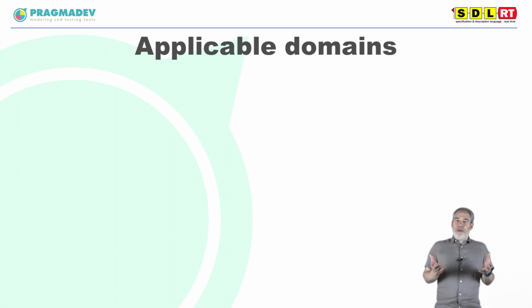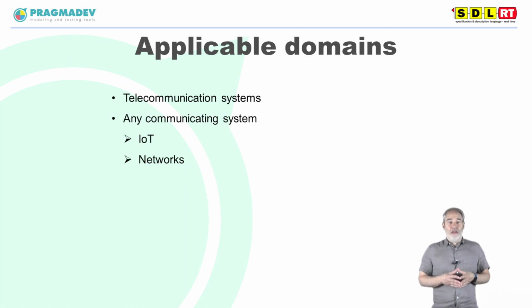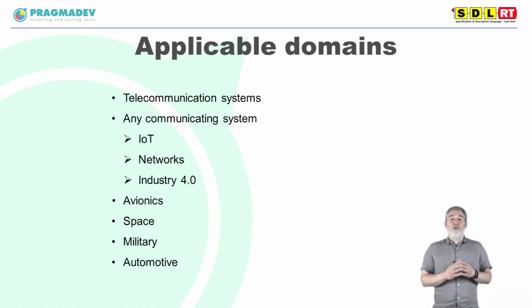Now, in which domain, on what kind of application can I use this notation? Well, obviously, because of its origin, it can be used on any telecommunication system, and more generally speaking, on any communicating system. That is quite a wide range of systems considering equipment tend to all communicate with each other. For example, the IoT, network protocols, or the Industry 4.0. But because of the benefits we just listed, it also reached out to other domains where the level of quality is paramount, such as avionics, space, military, automotive, medical, and so on.